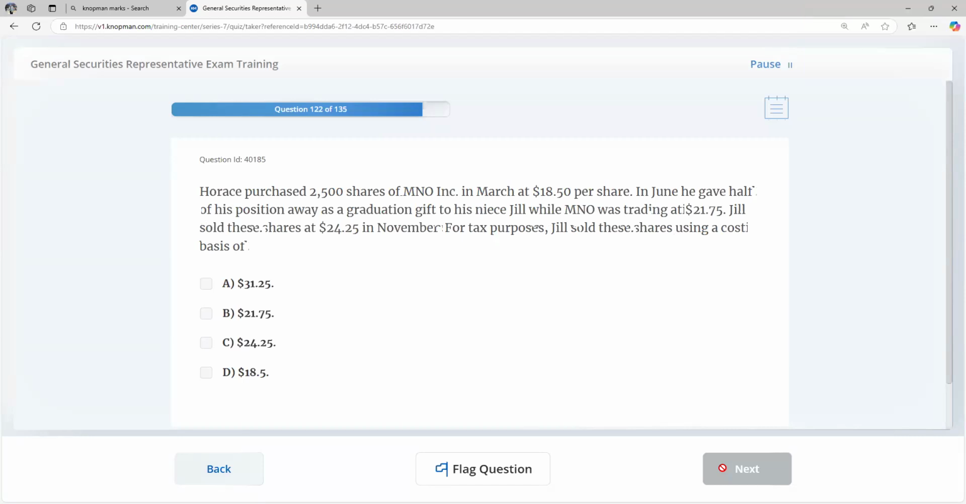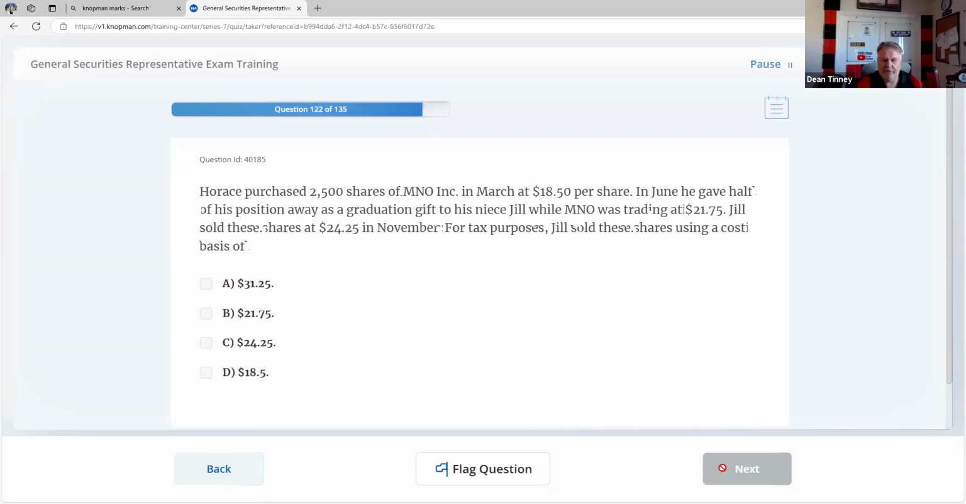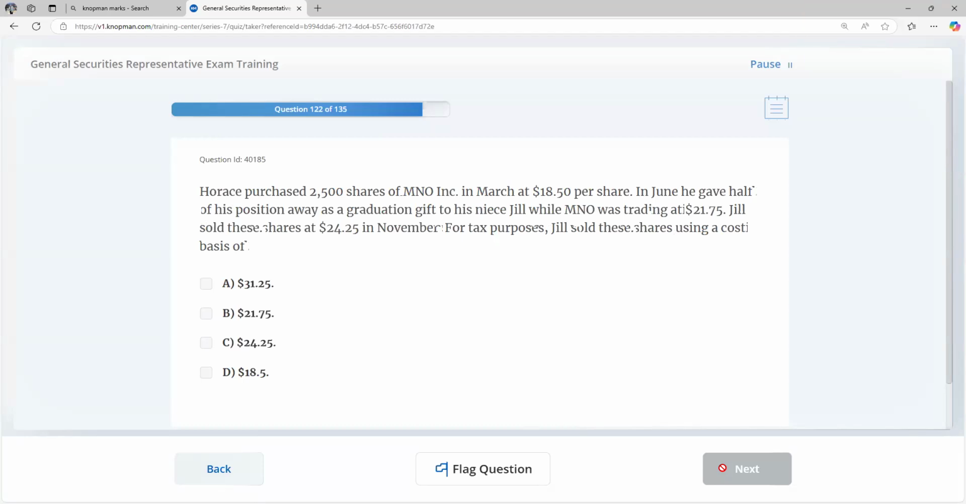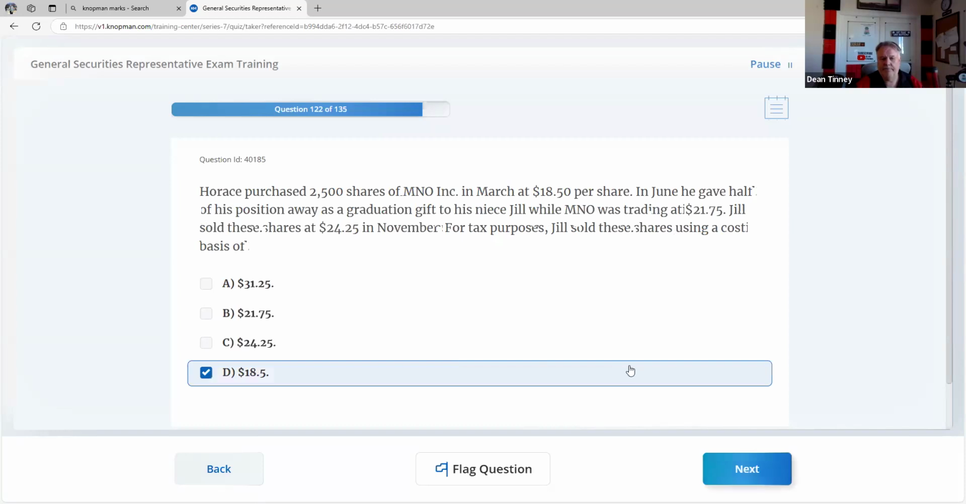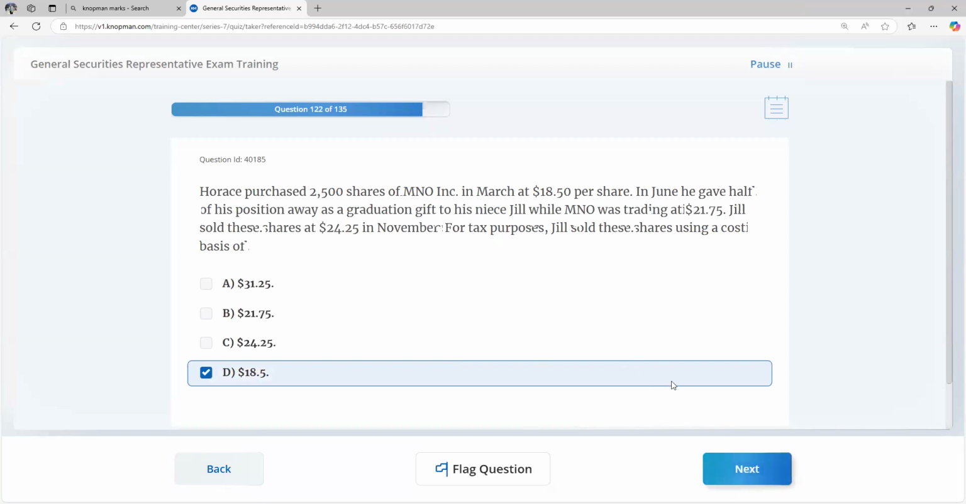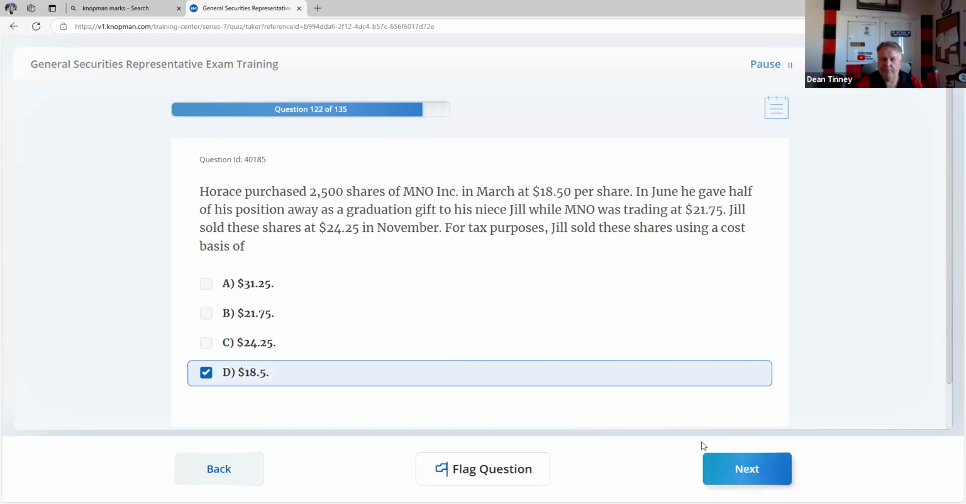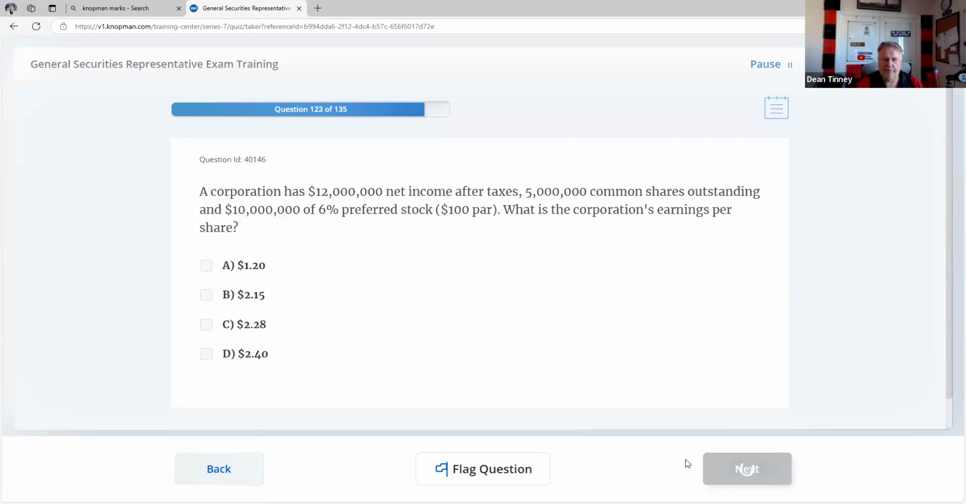So the cost basis of someone that inherits is the stepped-up basis at the date of death. But in June, he gave the position as a gift. So Horace gave it to Jill, his niece. Horace wasn't dead at the time this happened, so wouldn't that be the original cost basis? Yep, that's right on. The only one that has the step up is death. Right, that's right. And both of those are testable, by the way.